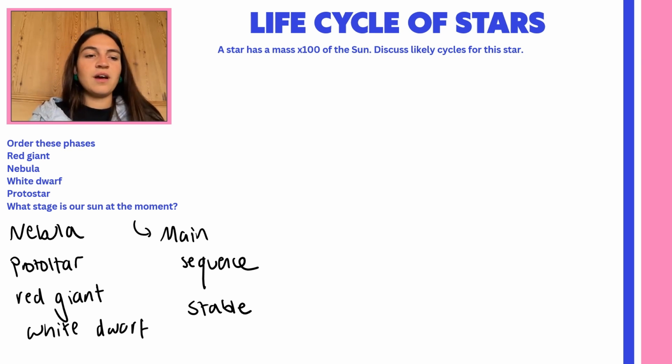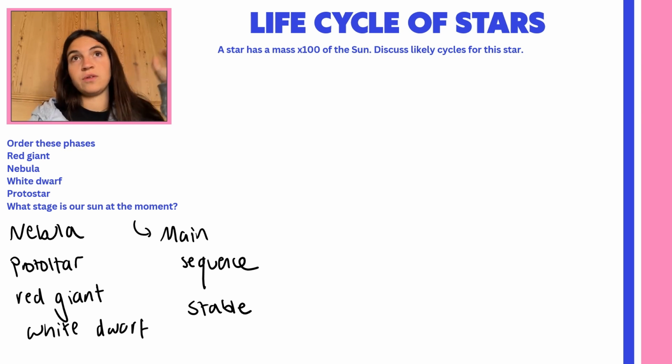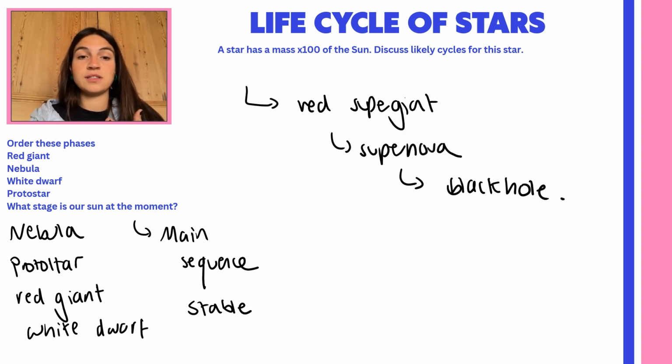Okay, a star has a mass 100 times the sun. Discuss the likely cycles for this star. So it will go through the same original cycles, everything does: nebula, protostar, main sequence star. But then after that, rather than being a red giant, stars with a mass larger than the sun will turn into red supergiants, and those red supergiants will then undergo, eventually when they become unstable, a supernova explosion.